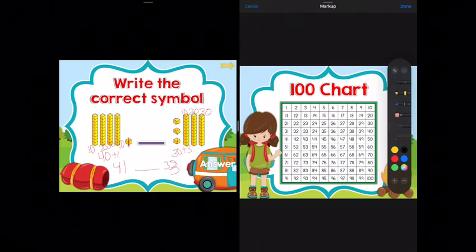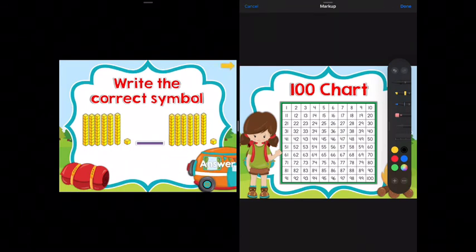Well, we know that there's a 4 in the tens place for 41, and there's a 3 in the tens place for 33. 4 is greater than 3 because it has 1 more. So that means 41 has to be greater than 33. Awesome job.